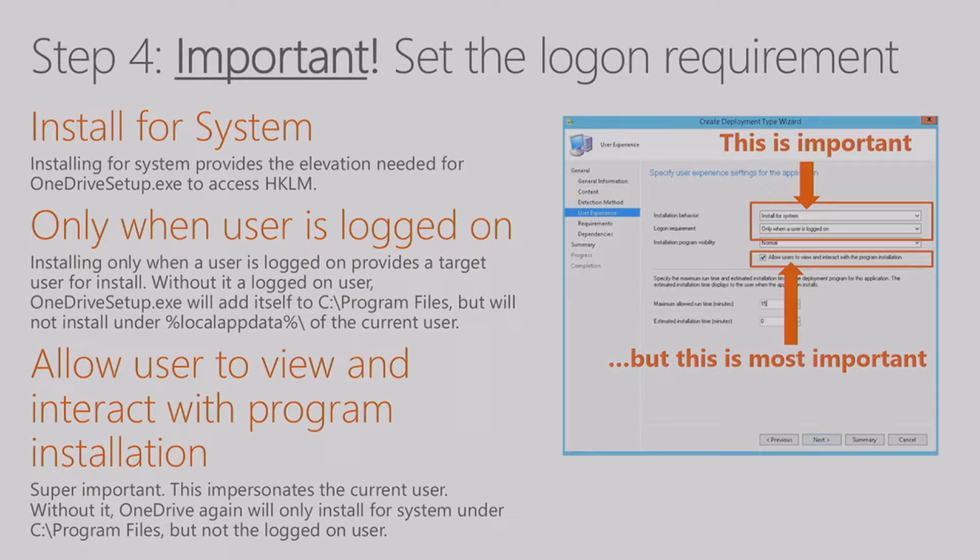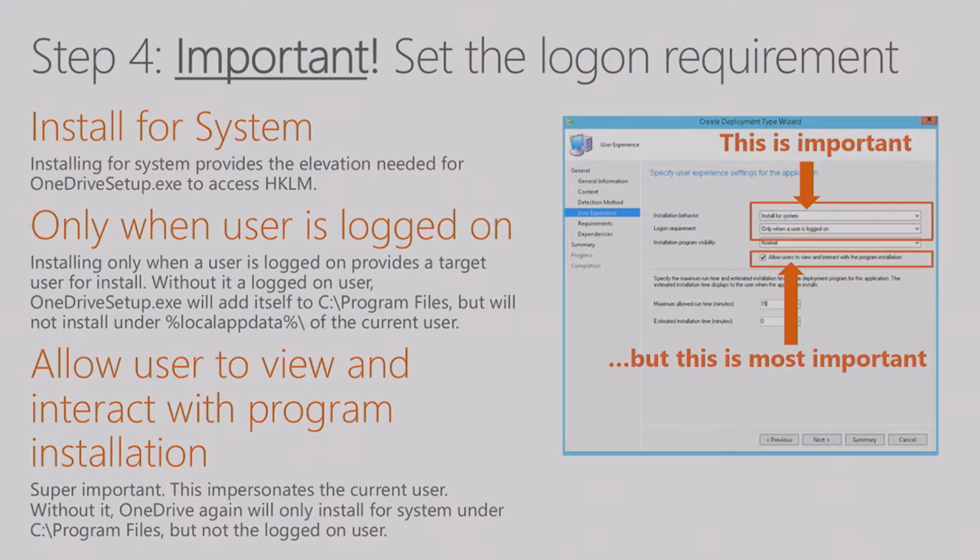So your last step here, and this is the most important step in your deployment, is setting the logon requirement. First in this screen, you're going to install for system, and that's going to give you the elevation we need to install those icon overlays under your local machine registry. So these next two steps are the key takeaways of this whole deployment.